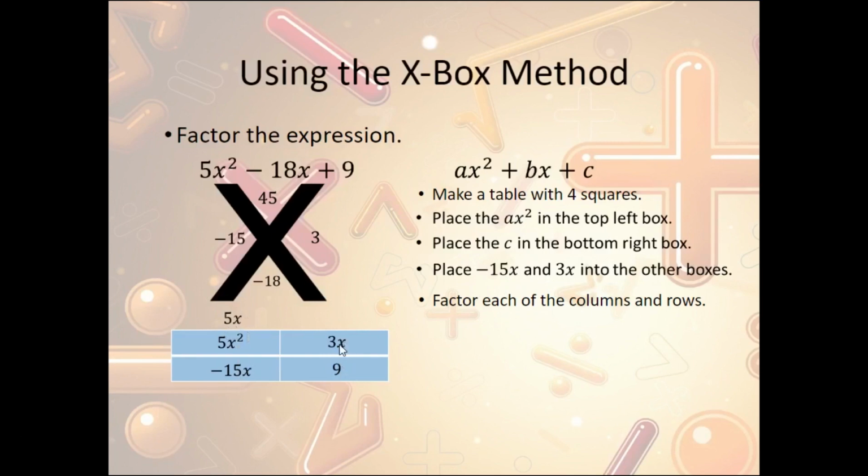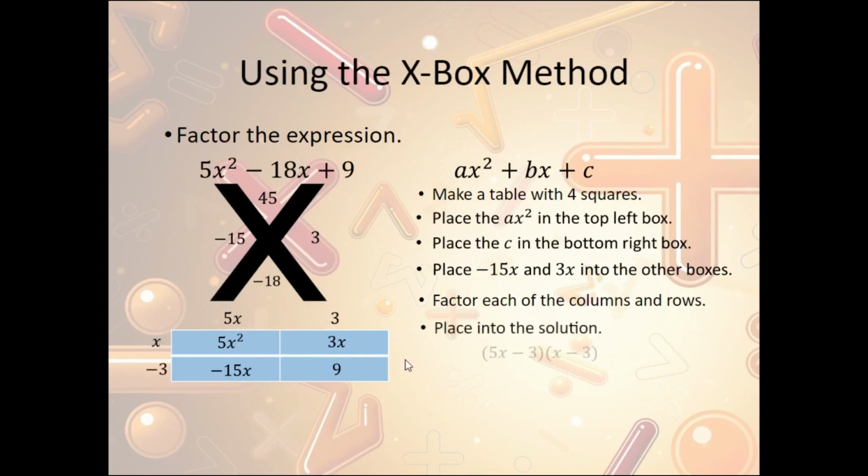Then we'll do this one, 3x and 9. Well, 3 is in common between those two, so we'll put a 3 at the top. Then we go across ways. So we have 5x squared and 3x. Well, the only thing in common there is an x. And then 15x and 9. Well, we have a 3 in common there. So now we have 5x and 3 and x and 3.